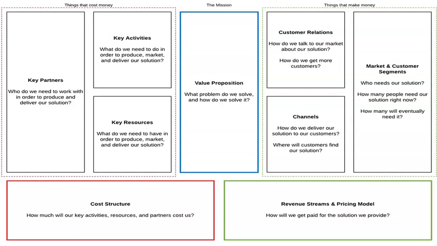All the 9 key components of BMC can be divided into 3 main categories. First, categories of things that cost money. This consists of key partners, key activities, key resources, and cost structure. Second, the mission. That means the value proposition of the business idea. The third category is things that make money. This consists of customer relationships, channels, market and customer segments, and revenue streams and pricing model.